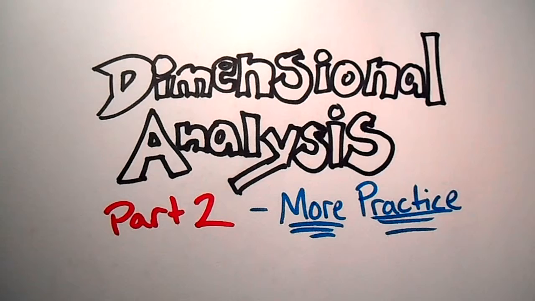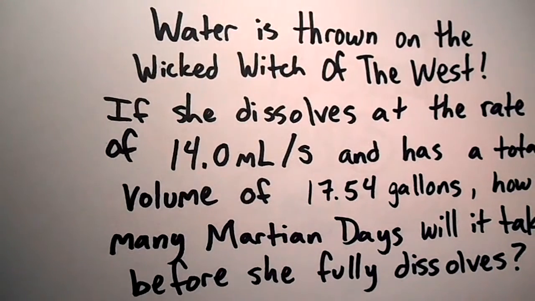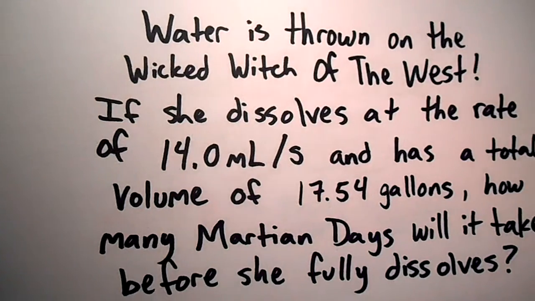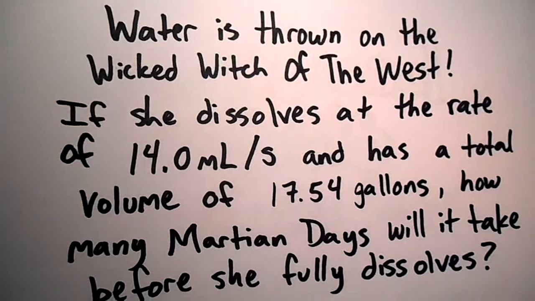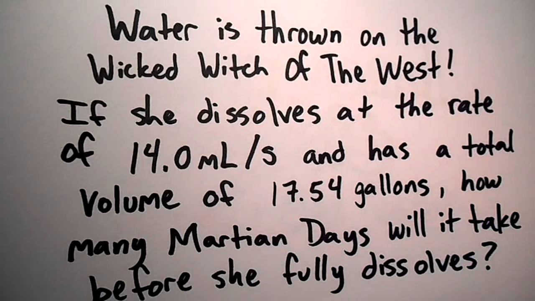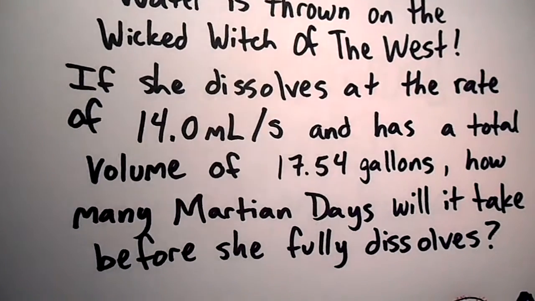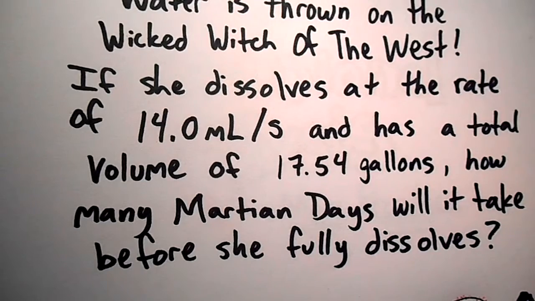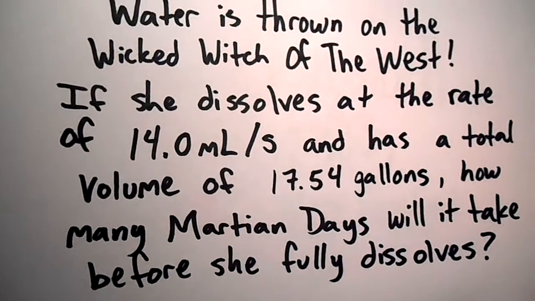I've got a doozy of a problem here for you. Let's check it out. Water is thrown on the Wicked Witch of the West. If she dissolves at the rate of 14.0 milliliters per second, and she has a total volume of 17.54 gallons, how many Martian days will it take before she fully dissolves? Alright, you got plenty here.